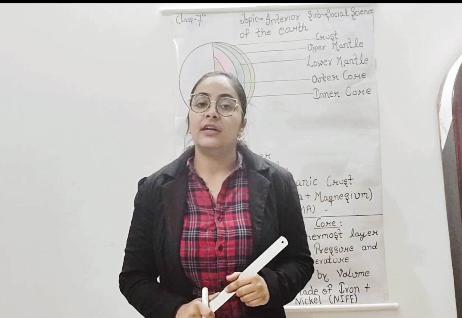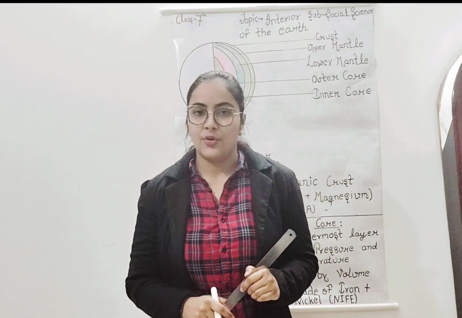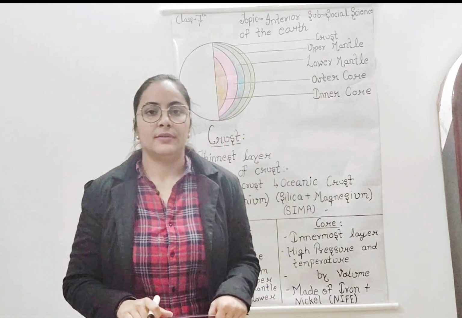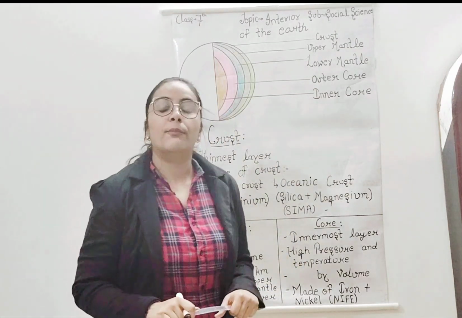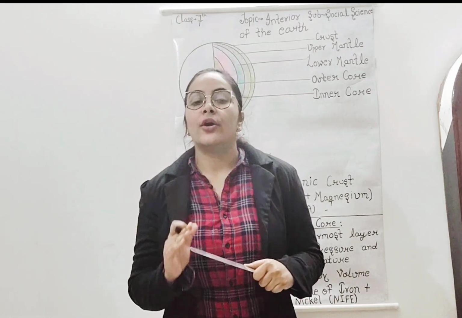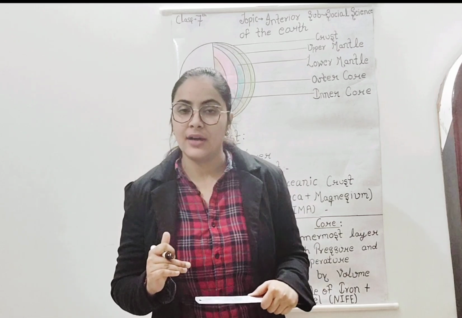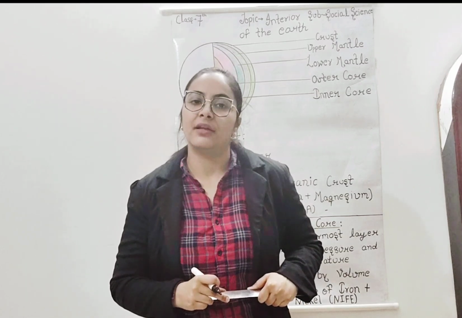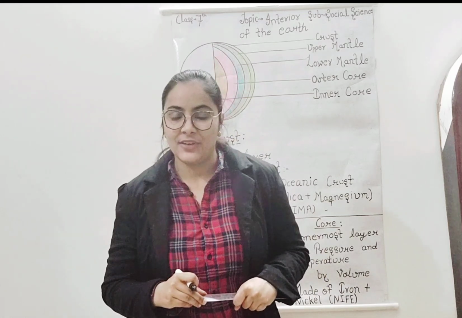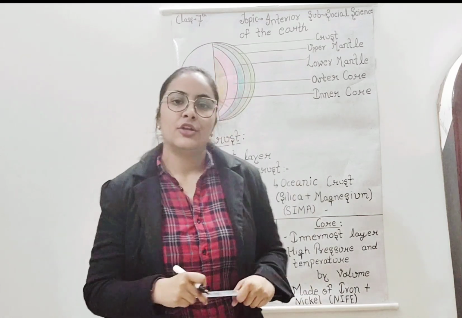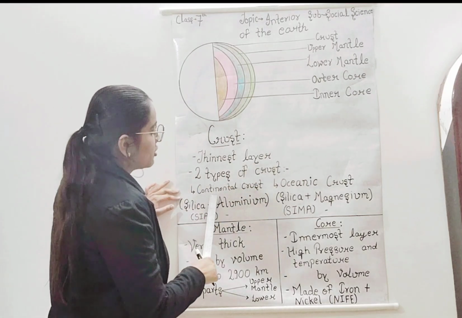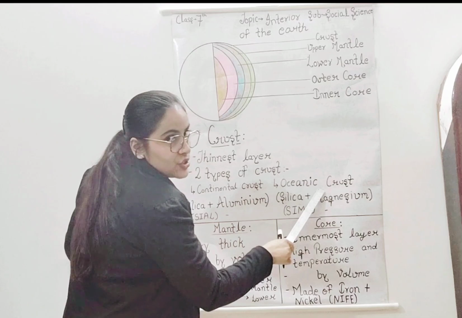Till now what we have understood is that crust is the surface on which we live. But we find not only continental masses or land masses on the surface of our earth, but also oceanic masses, because we all know that 71% of our earth's surface is covered with water. So there are 2 types of crust. The first one is continental crust and the second one is oceanic crust.